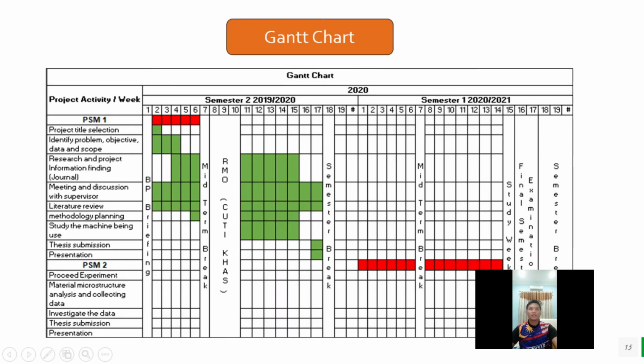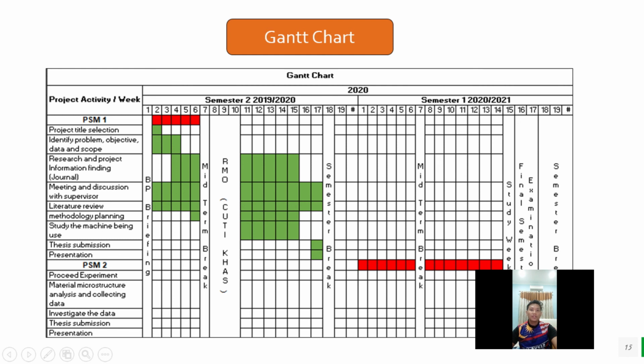Next, this is the Gantt chart for my project. As we know, a Gantt chart is a horizontal bar chart that visually represents a project plan over time. By week 2, the title was given to me by my supervisor. Next, I needed 3 weeks to identify the problem, objective and scope. The research and project information finding took me 8 weeks, from week 4 until week 15.